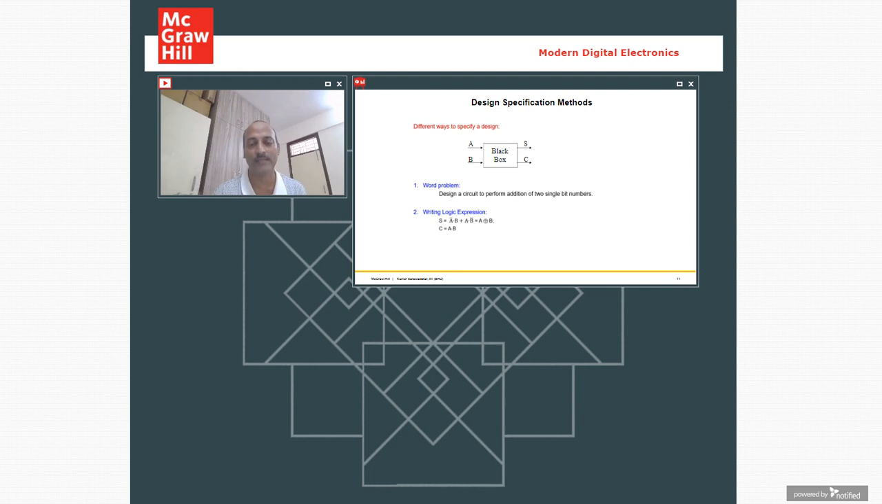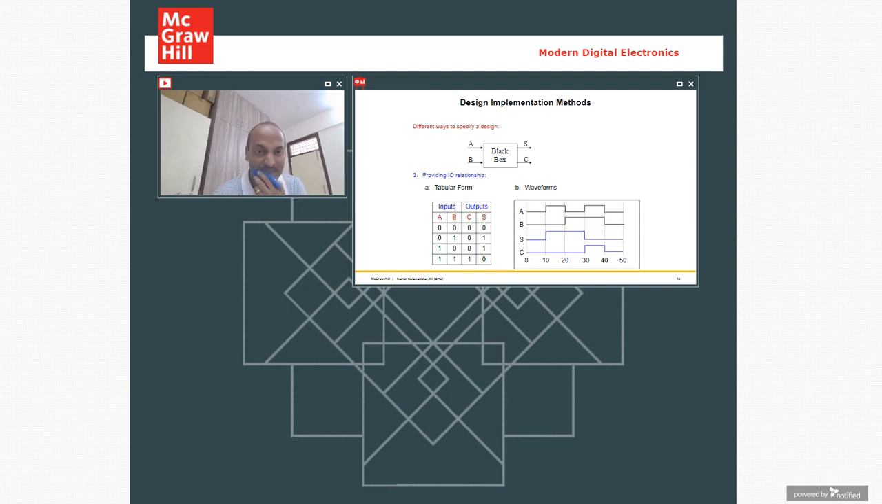Maybe in this case I am writing the same problem statement in the form of logical expressions. So sum is equal to A bar B plus B bar A, that is nothing but A XOR B, because we know the expression for the given circuit. And carry output is equal to A dot B. So this is another way of specifying your design. After looking at these expressions, one should be able to design this black box.